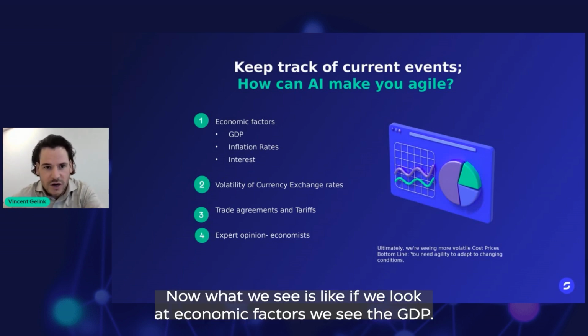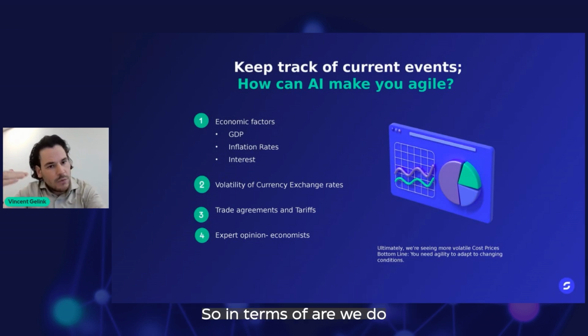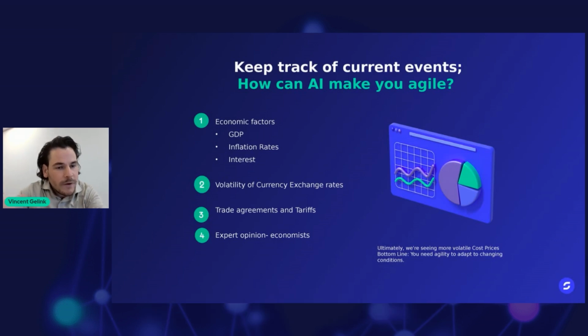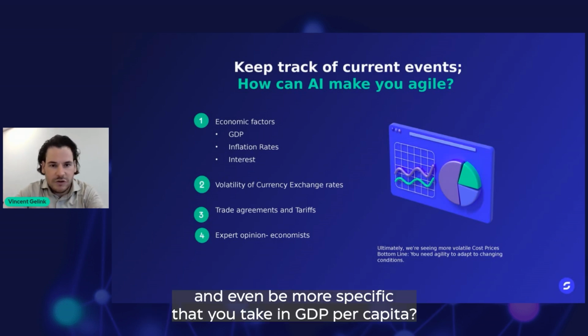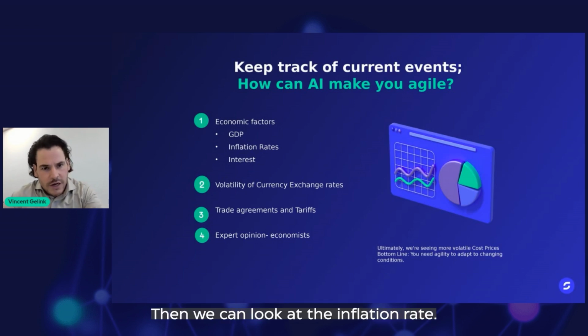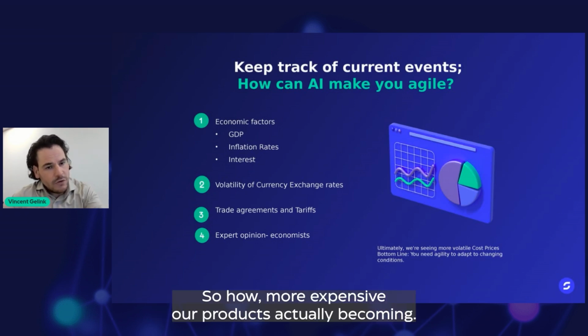Now, if we look at economical factors, we see the GDP. So, do we have an increase in GDP, a neutral GDP, or a decrease? It can even be more specific, where you take a GDP per capita. There are different metrics for how you can go about it. Then we can look at the inflation rate. So how much more expensive are products actually becoming?